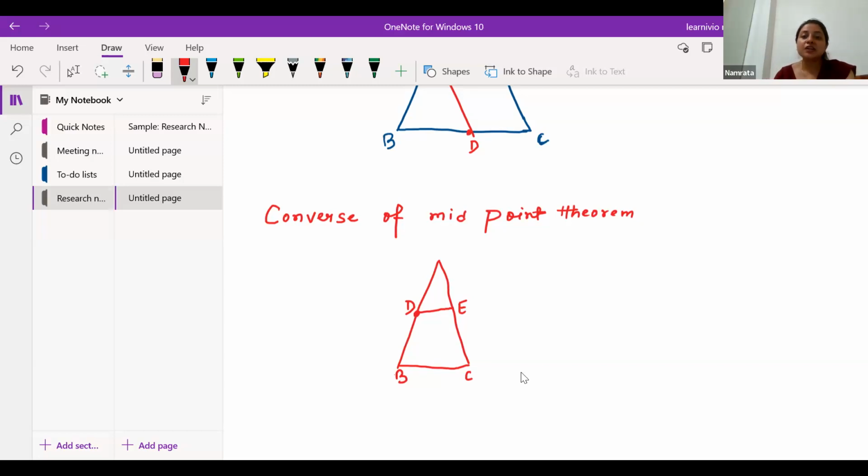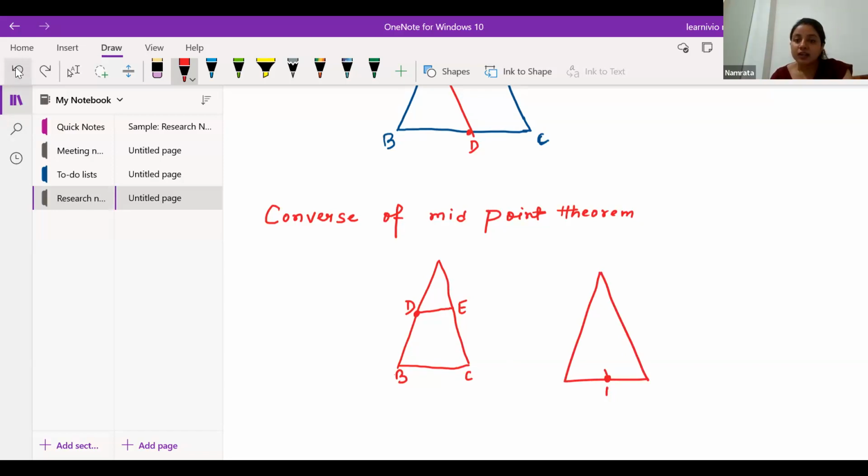Okay. Similarly, if we are having a triangle, and here I am taking a midpoint, let's say D, and I am drawing a line parallel to one of the sides. So I can draw a line like this, parallel to one of the sides, or I can also draw a line like this, parallel to one of the sides.